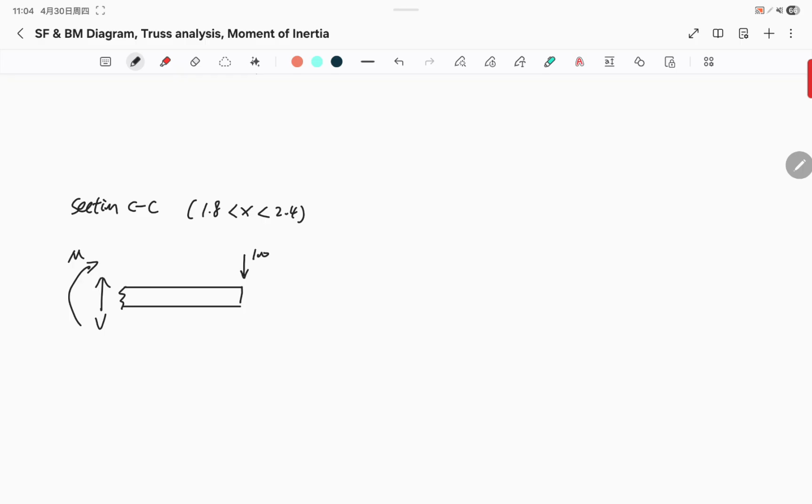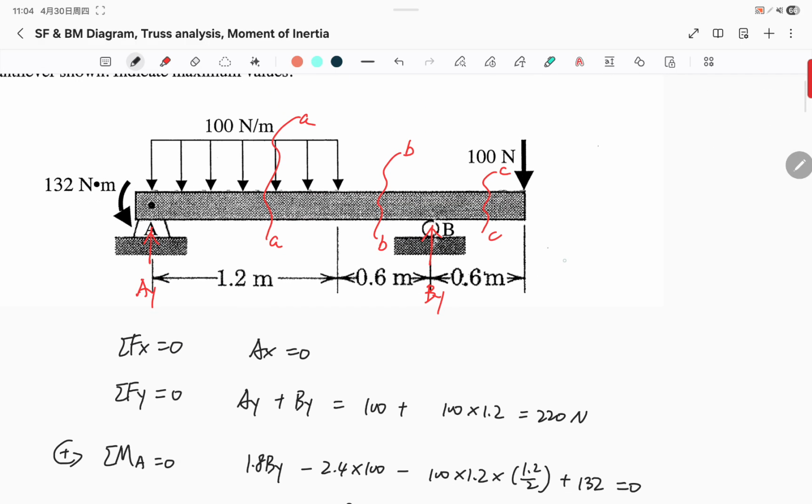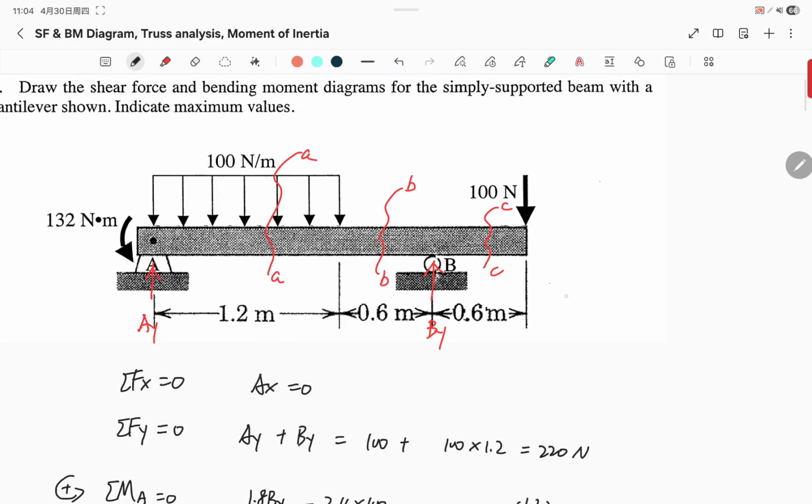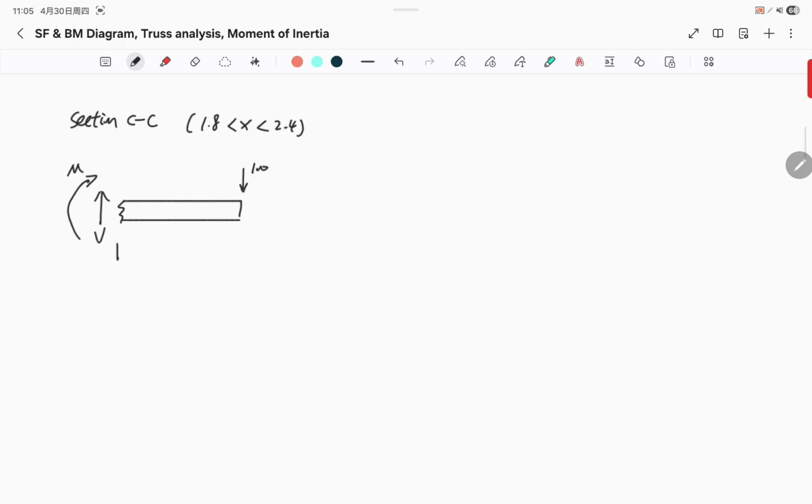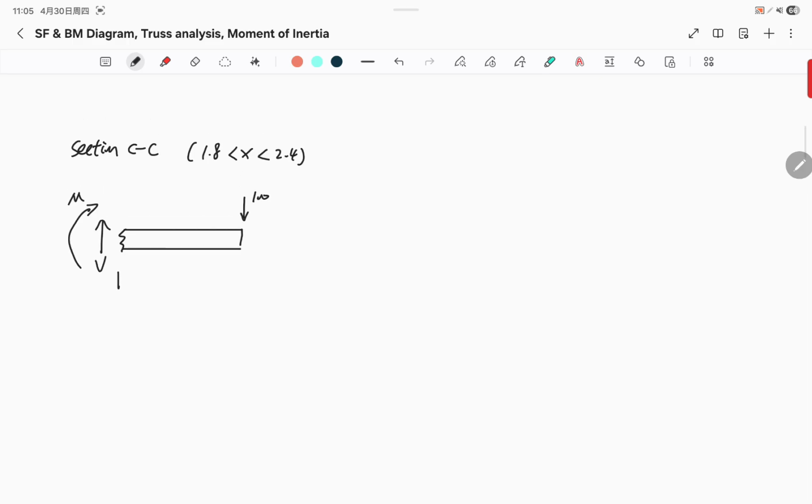And we're also going to label the distance here. So this distance is from 0 all the way to C. And the total distance we know is 2.4. So from A to where we make a cut, section CC, this distance is 2.4 minus x. We define that x is from the origin, which is the leftmost, the start of the beam.